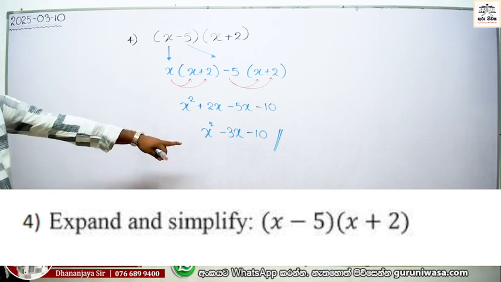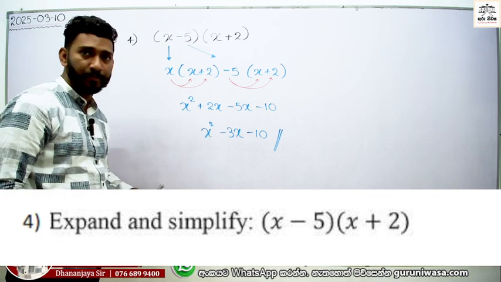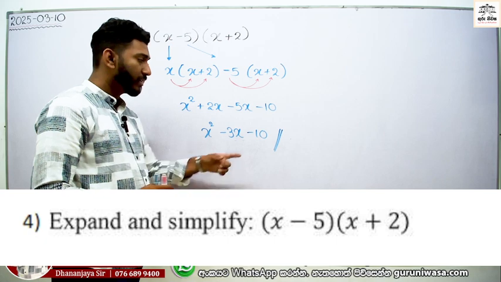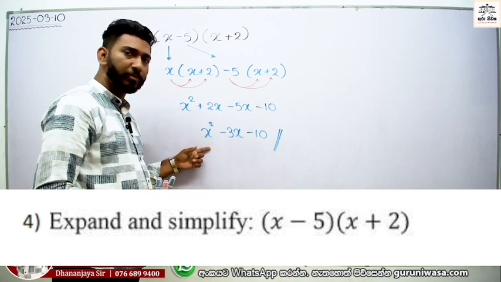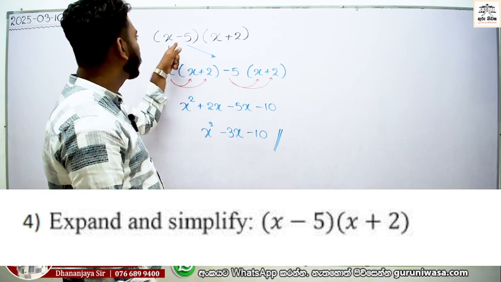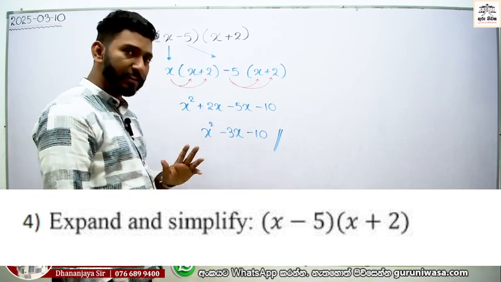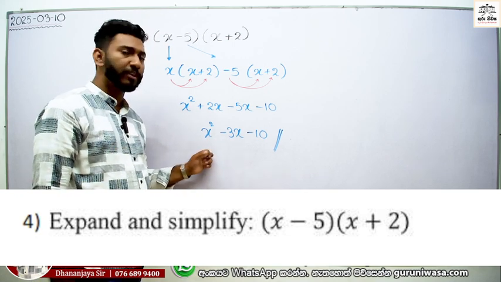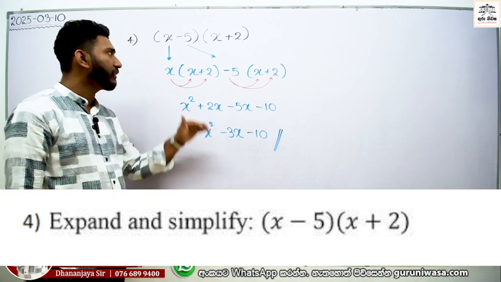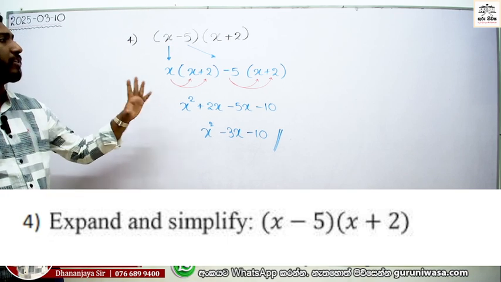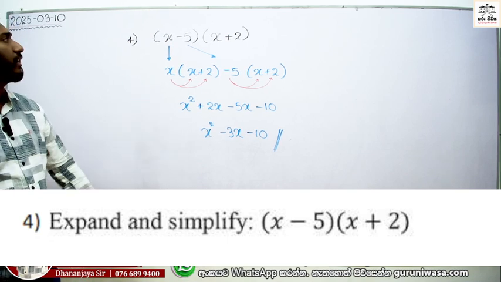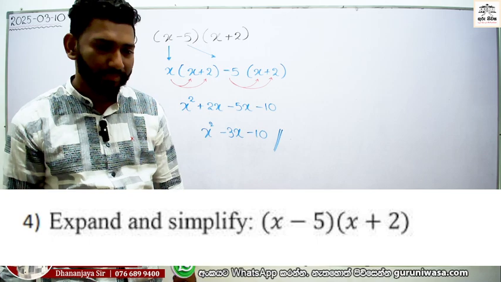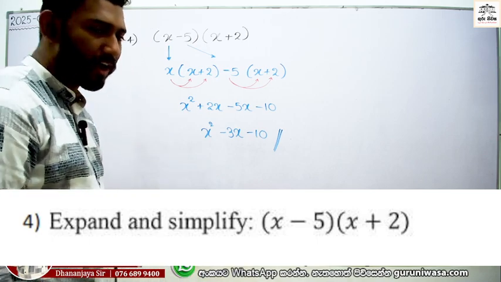This type we call trinomial quadratic expressions, right? And we discussed the factors, right? Do you remember the factors? Factorize this trinomial quadratic expression and the factors will be x minus 5 and x plus 2. In grade 9 also we discussed trinomial quadratic expressions, right? This is the reverse of factorizing. Expanding brackets. Right. Yeah. x squared minus 3x minus 10.